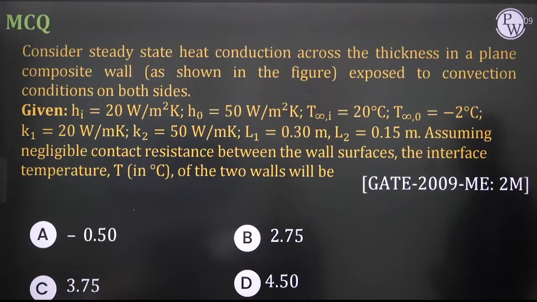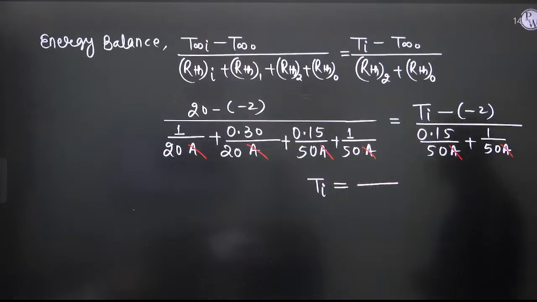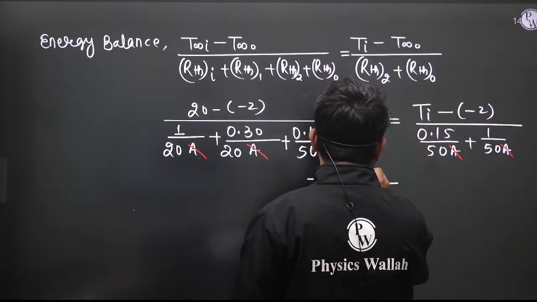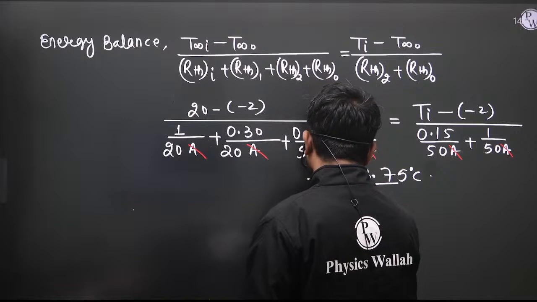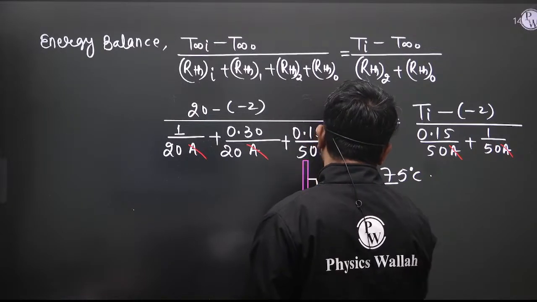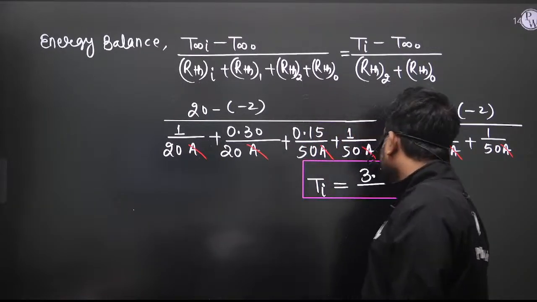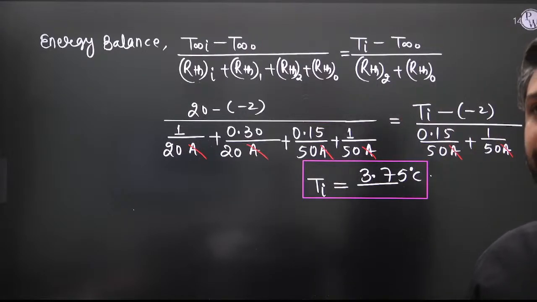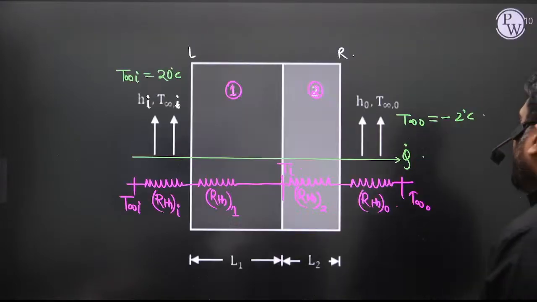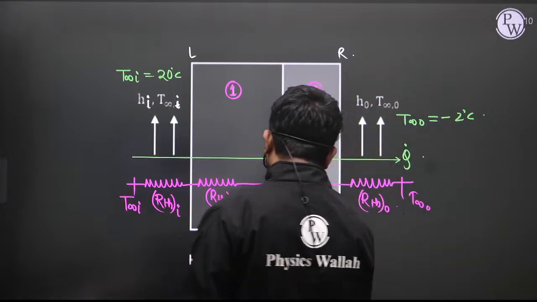I think that answer is 3.75 degrees Celsius. Cross check this answer. 3.75 degrees Celsius. If someone asks you to find out this temperature, can you calculate this temperature also now?